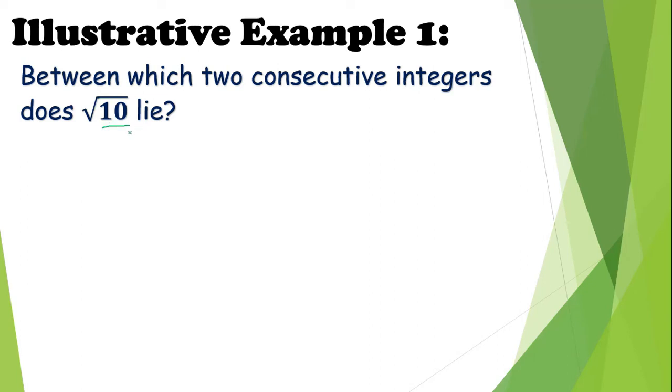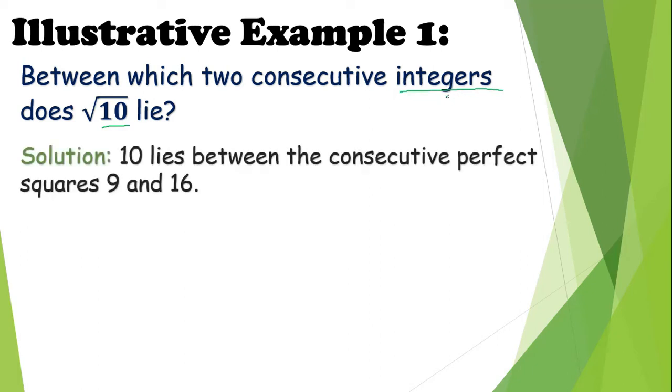So, ang una nating gagawin, hahanapin natin kung saan siya malapit doon sa integers natin. So, the solution, we have 10 lies between the consecutive perfect squares 9 and 16. So, dapat alam natin yung mga perfect squares para malaman natin kung saang perfect square malapit or pinagigitnaan yung 10. So, we have 9 and 16.